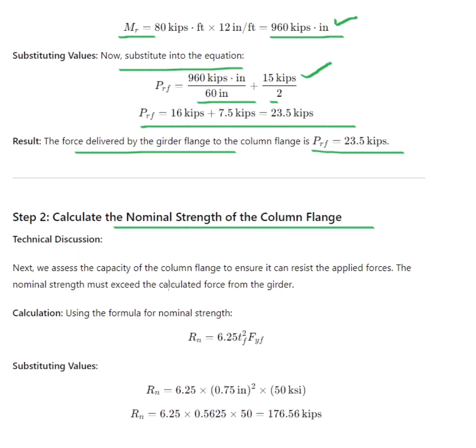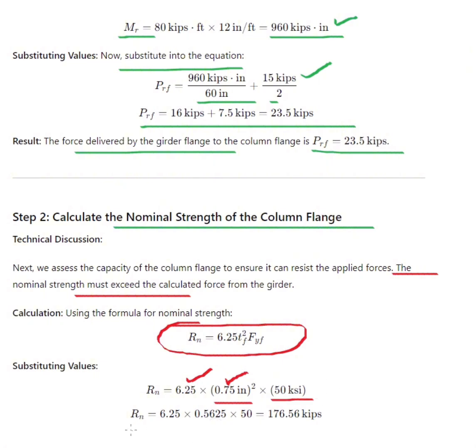Next, we assess the capacity of the column flange to ensure that it can resist the applied loads. It should be able to resist the applied forces, so we have to consider that. Then the nominal strength must exceed the calculated force from the girder, right? Then only it is a pass. The nominal strength of the column flange is 6.25 times thickness of flange squared times Fy. This we know, the thickness of the flange is 0.75 inches squared and 50 ksi, so we can calculate the nominal strength of the column flange.